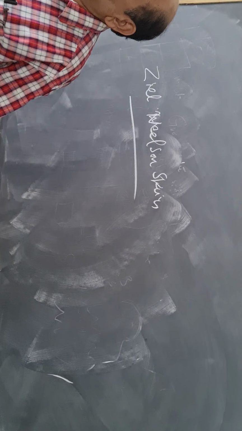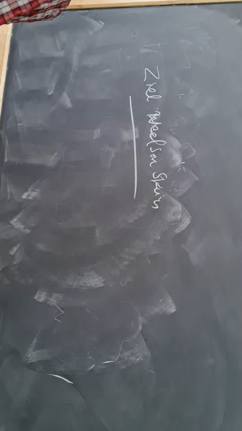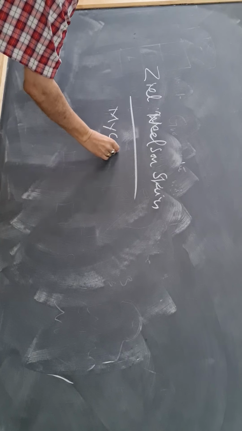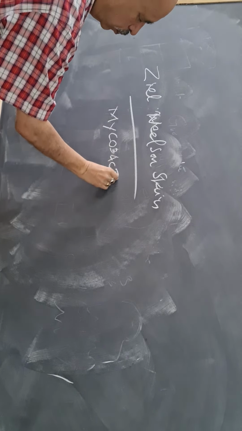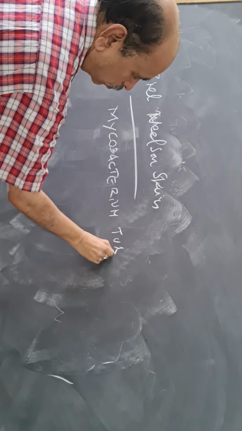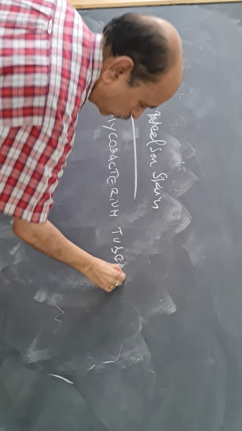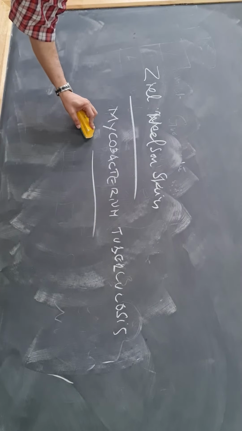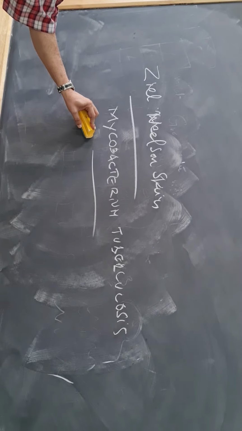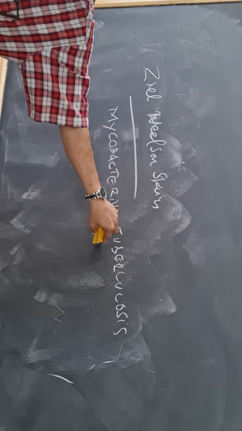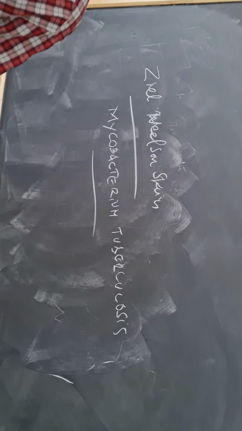Ziehl-Neelsen stain is done for staining Mycobacterium tuberculosis. It is called Mycobacterium tuberculosis because earlier it was thought to be a fungus, that is myco. It fulfilled Koch's postulates. It's called a bacterium, and it causes tuberculosis. Tuberculosis is a chronic granulomatous lesion.